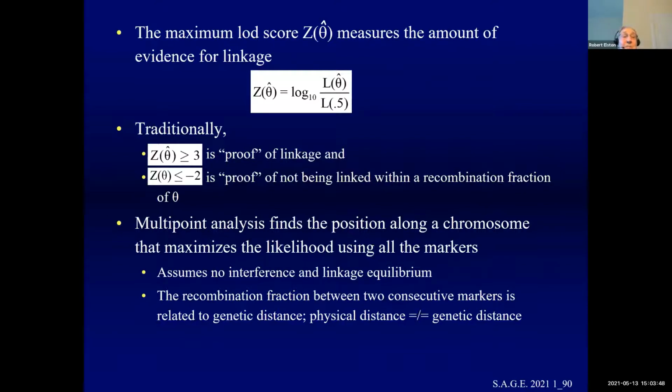So when we have many markers together, each marker gives information at every point. But when we perform multi-point analysis, it assumes no interference and linkage equilibrium. And the recombination fraction between two consecutive markers is related to genetic distance. And remember, genetic distance is not physical distance. They're not the same. Make that distinction. Physical distance is in base pairs. Genetic distance is in Morgans, or the crossing over. Well, actually, it's in the crossing over, but we can only estimate the recombination fraction.